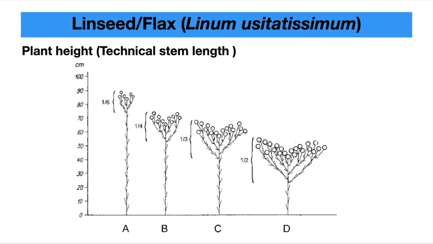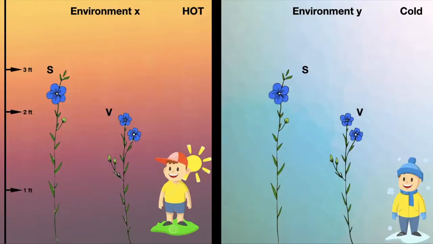Here I am considering an illustration regarding plant height in linseed or flax, depending upon your region. In this crop, plant height is one of the most important traits when we are considering it for fiber purpose. In this image, we can see the technical stem length. The first two, having long and slender stems with flowering confined to the uppermost part, are most desirable when compared to the dwarf plants. Keeping these things in mind, imagine we are considering two different genotypes growing in two different environments. One is hotter and another one is colder.